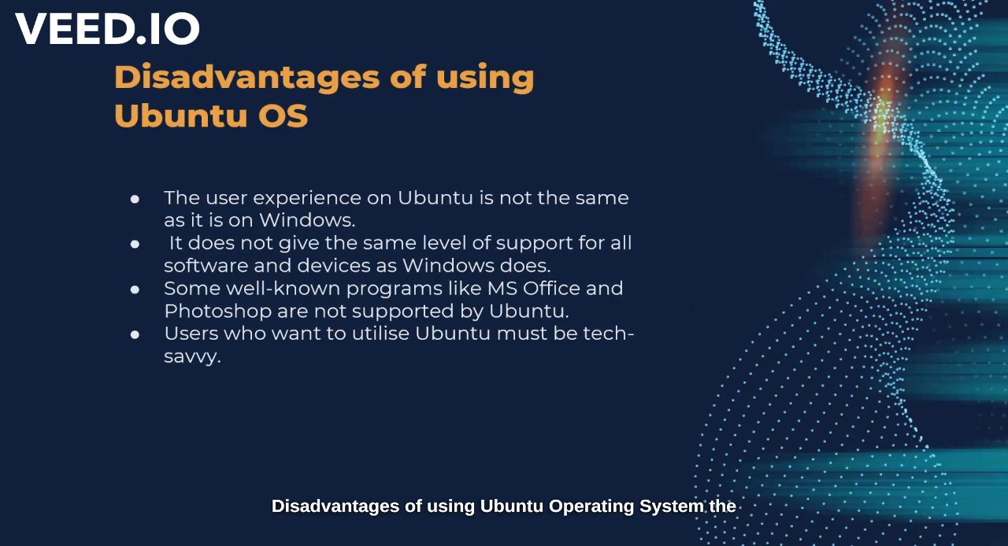Disadvantages of using Ubuntu operating system. The user experience on Ubuntu is not the same as it is on Windows. It does not give the same level of support for all software and devices as Windows does. Some well-known programs like Microsoft Office and Photoshop are not supported by Ubuntu. Users who want to utilize Ubuntu must be tech-savvy. Tech-savvy means basically users who have some knowledge of technology.